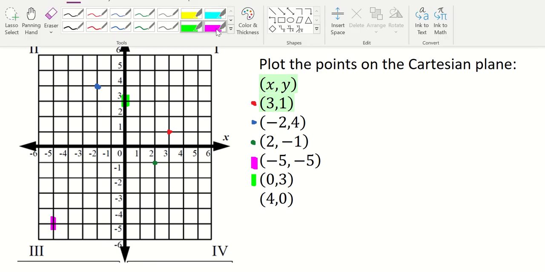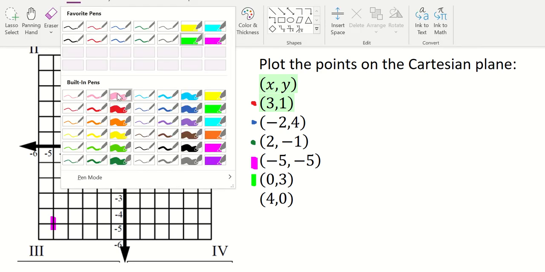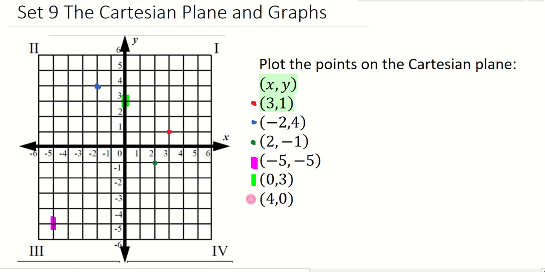All right, and our last one, let's find another color. Let's go pink. All right, so this one, 4, 0, we're going to go across 4 and up 0. So we're going to go across 4, so 1, 2, 3, 4, and up 0, which means I'm not actually going up at all, and there's my dot right there. Okay, so that's plotting points. So it's always across and then up or down.